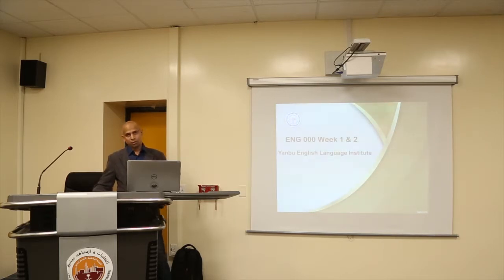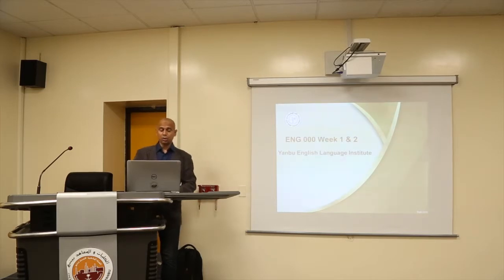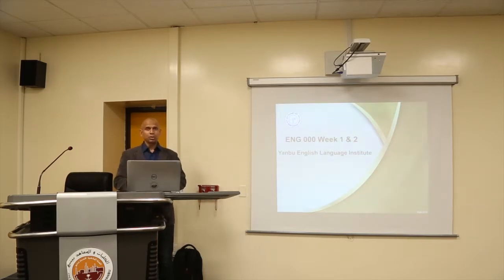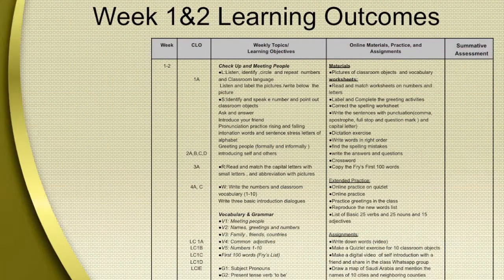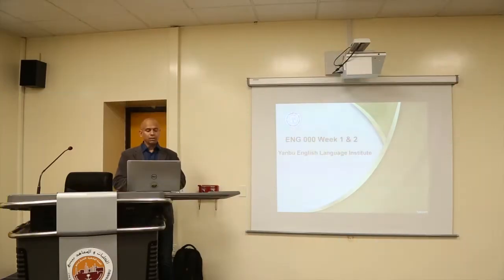In week 1 and 2, we have a certain set of learning outcomes for students to master, starting first with listening. We want our students to listen, to identify, circle, and repeat numbers. Not only the numbers as such, but also writing them in words. Listen and label the pictures. For example, right below the pictures, in terms of the classroom, for example, the different items in the classroom.